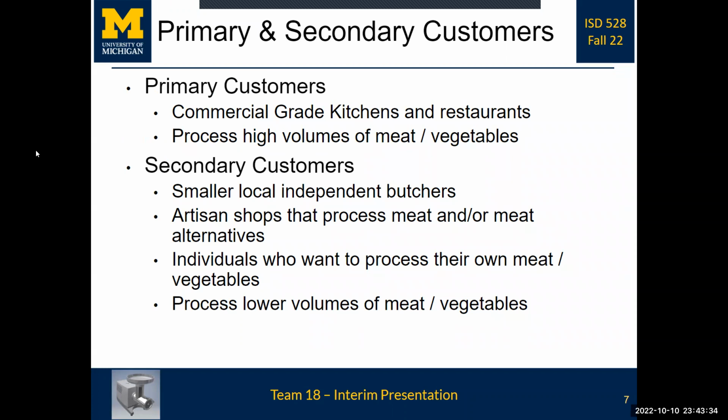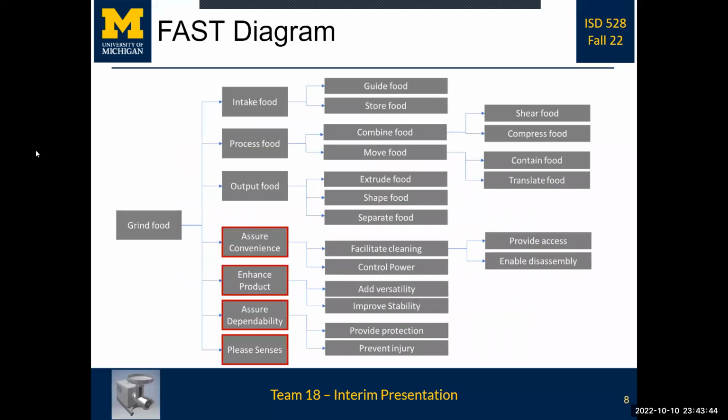For the meat grinder, we have two main groups. Our primary customer group, which is commercial grade kitchens and restaurants who process high volumes of meat, and the secondary group, which is smaller businesses and individuals. So moving on to the FAST diagram, we identify the primary functions of the meat grinder to be intake food, process food, and output food. And similarly, we've looked at the higher level functions that follow those.